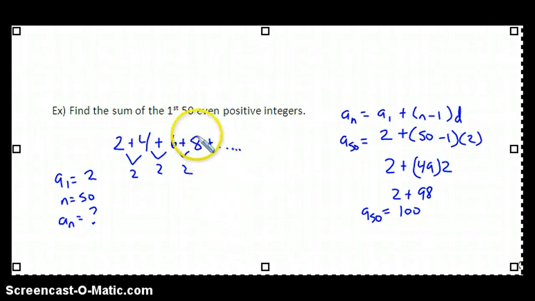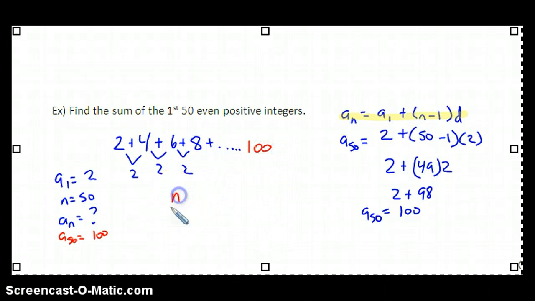But if you weren't so sure about what the exact ending spot is, you can use the formula here to find, in this case, the 50th term of the sequence when you know the common difference is 2, and it starts out at 2. So we know now that the 50th term of the sequence is 100, so that would be my ending value.